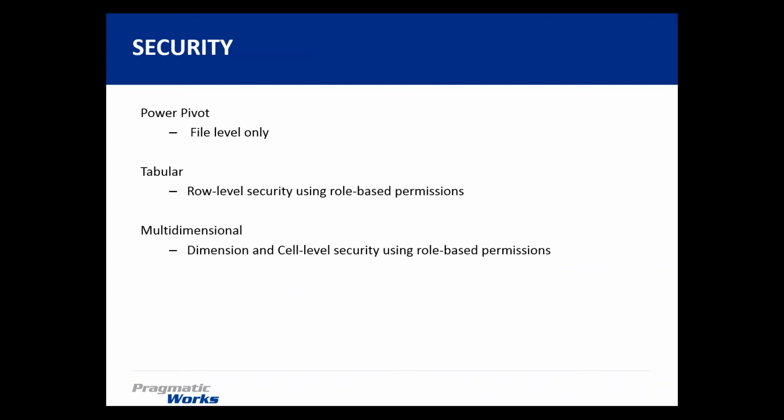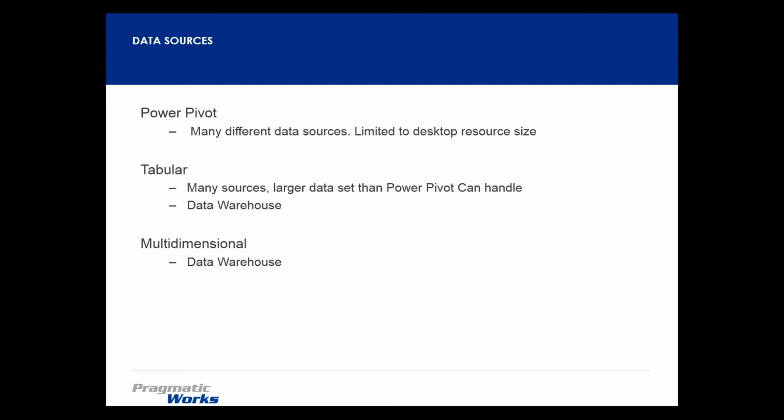So for security, with Power Pivot, if you have access to the workbook, you have it. It will not penetrate the security of a database somewhere else, but if the data is built into the model, somebody can pass it around, it's already there. You have row-level security with tabular and role-based permissions, and with multidimensional you have dimension and cell-level security using role-based permissions. I would recommend using Active Directory groups when setting up security for tabular and multidimensional.